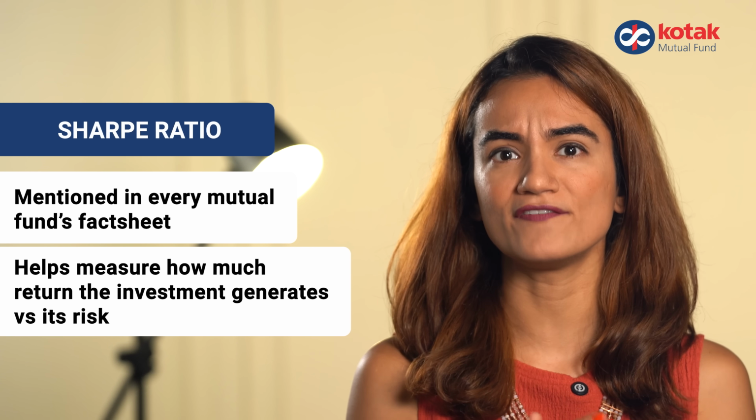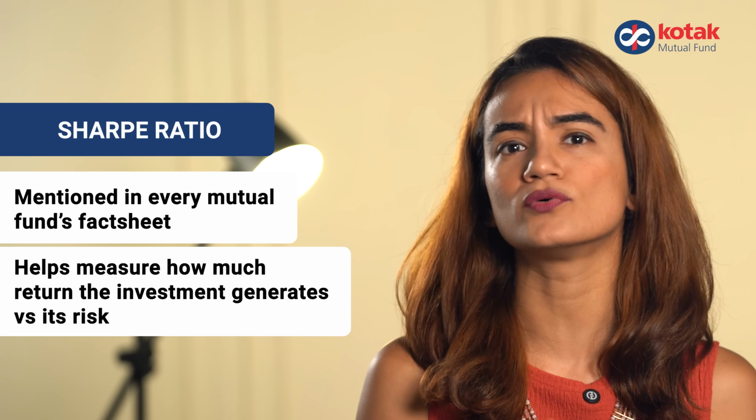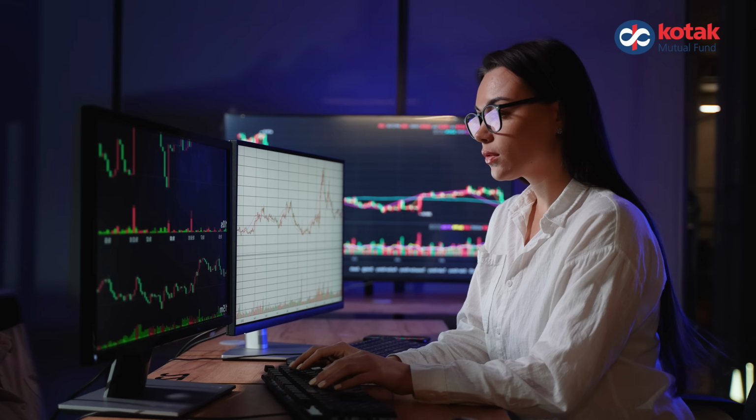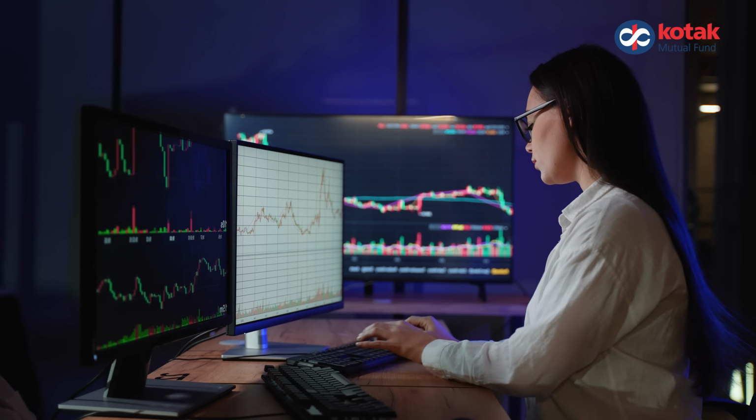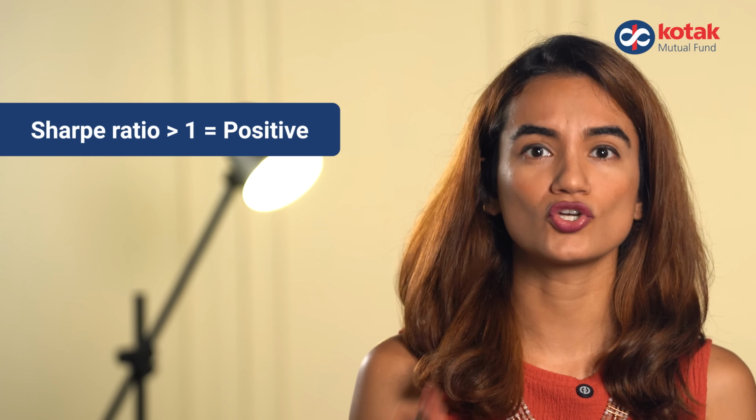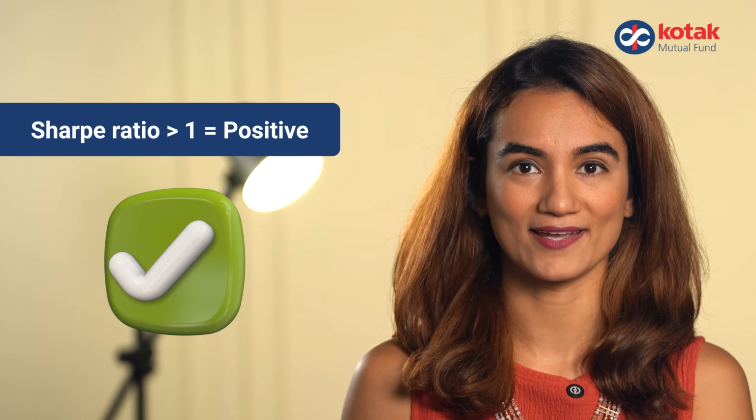The Sharpe Ratio. You will find the Sharpe ratio mentioned in every mutual fund house's fact sheet. This ratio helps you measure how much return the MF investment generates compared to its risk. In a way, it tells you whether the investment's returns are worth the level of risk taken to earn that return. But simply the number won't tell you much. You have to again compare it with other funds. Generally, if the Sharpe ratio is more than 1, it's a positive sign.